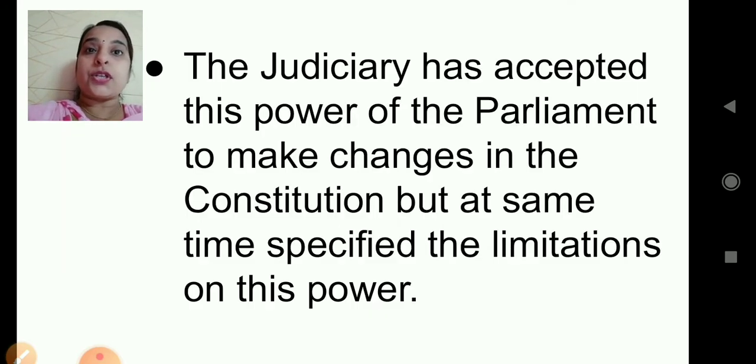The judiciary has accepted this power of the parliament to make changes in the constitution, but at the same time, it has specified the limitations of this power. That is, changes cannot be made every now and then. It depends on what the conditions and circumstances are. Accordingly, new laws are framed, and they could be incorporated in the constitution. So, the judiciary has accepted this power of the parliament. The changes can be made in the constitution, but there is some limitation on this power.